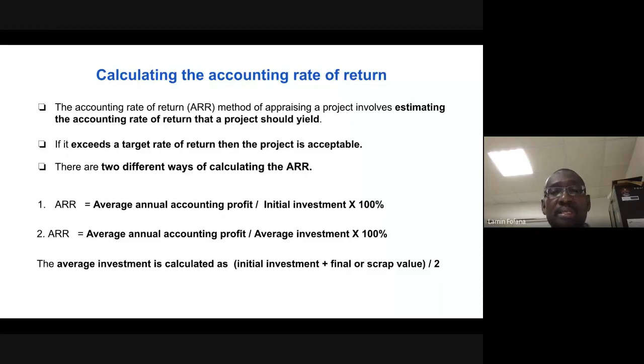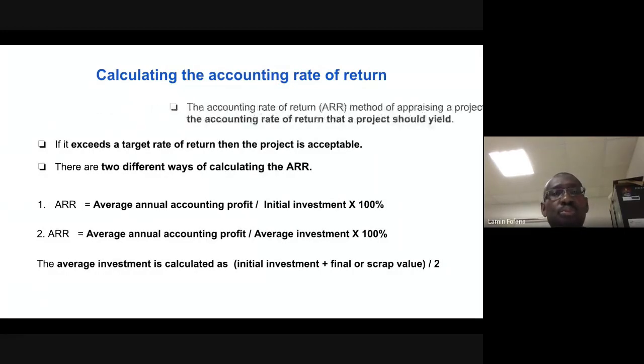you don't implement it. We've seen the decision rule for the payback period: you always choose the project that pays back quicker. So the second method, of course, is the average accounting profit over the average investment. The average investment is always the initial investment plus the investment at the end, which is usually the scrap value, divided by 2.